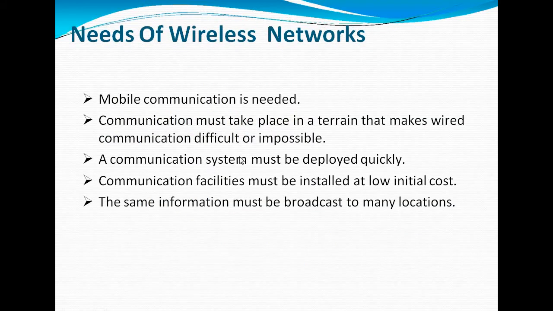Now next is the need of wireless network. So here is why we need a wireless network. For communication, mobile communication is needed. Communication must take place in a terrain that makes wired communication difficult or impossible. The communication system must be deployed quickly. It must be installed at low initial cost, or some information must be broadcast to many locations. So these are the needs of a wireless network.